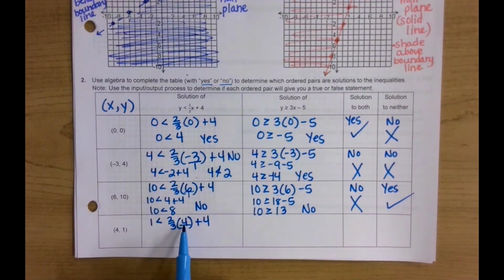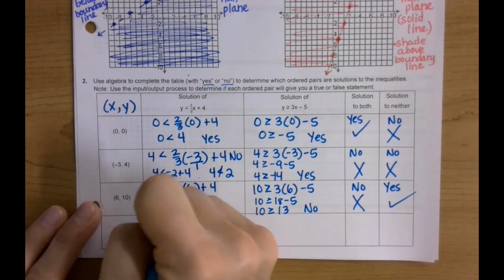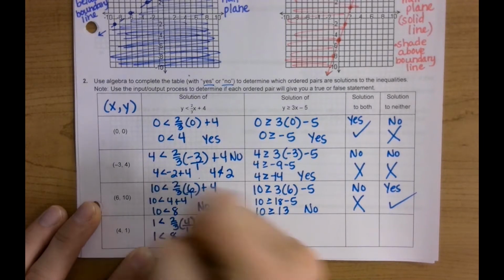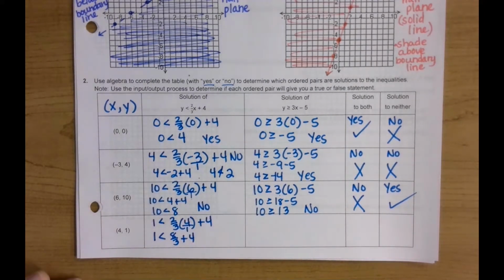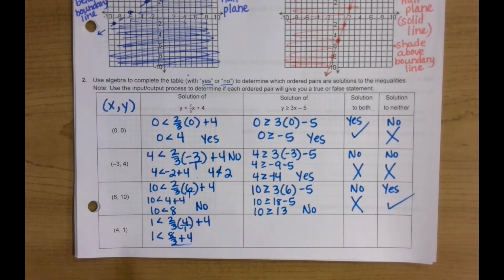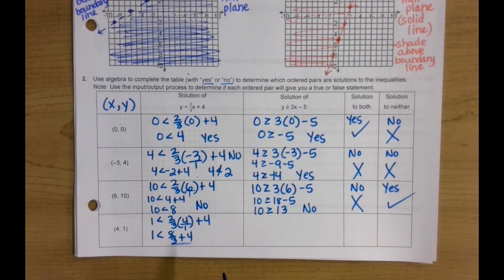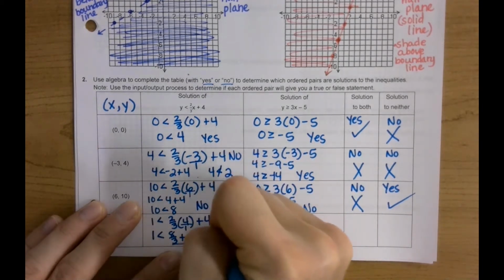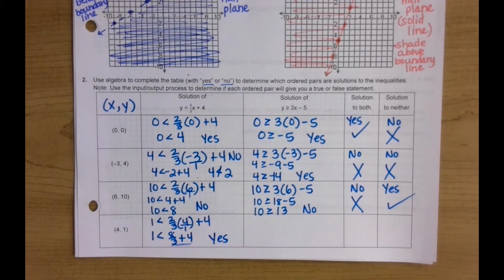2 times 4 is 8. 8/3, so y is less than 8/3 plus 4. And then sometimes, when I get to this, I know that 1 is less than 8/3 plus 4. So if you get to a point where you don't need to solve it further, you already know that 1 is less than 8/3 plus 4, I'm just going to stop there and say yes. Sometimes you don't take that extra time, especially when you're testing.